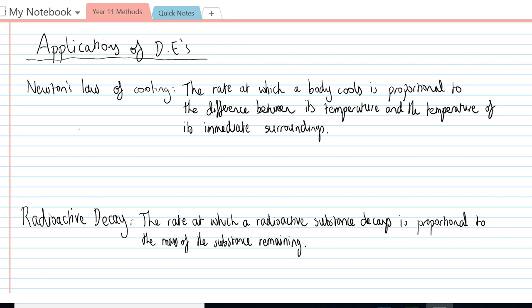So for Newton's law of cooling, the rate at which a body cools is proportional to the difference between its temperature and the temperature of its immediate surroundings. So what this means is that the rate of change of the temperature with respect to time, so dT/dt. Notice I'm using uppercase T for temperature and lowercase t for time. That's proportional to the difference between its temperature, T, and the temperature of its surroundings, which we'll call T_E, or the temperature of the environment.